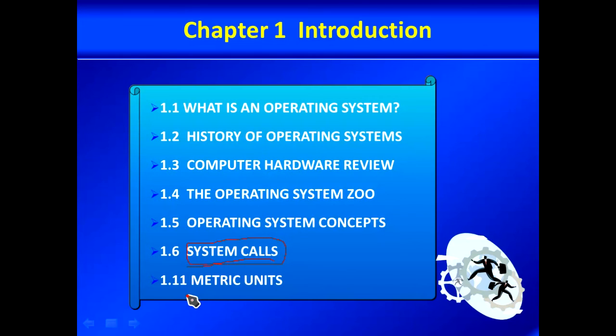Chapter one gives us a framework for this course, because after we learn these sections, we will know what the following five chapters are about. They are about different management methods for different hardware or software resources. So let's move on to the first important part. What is an operating system?